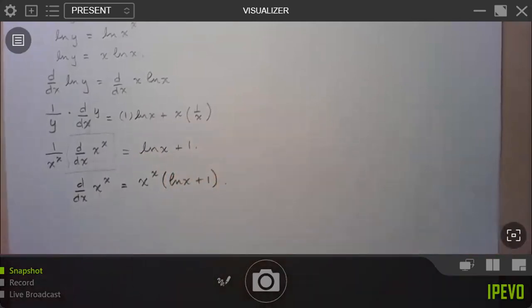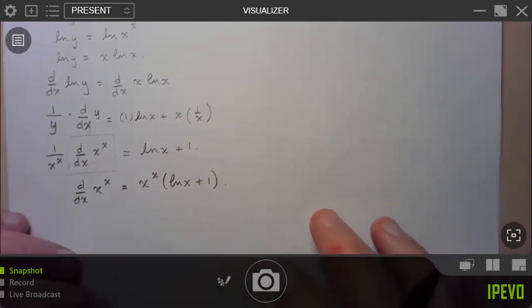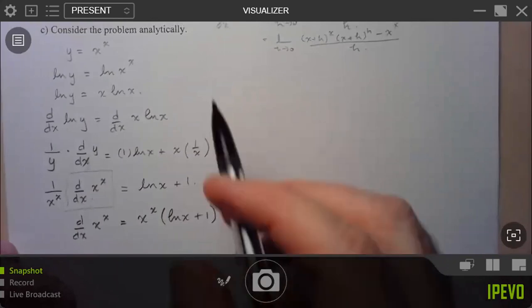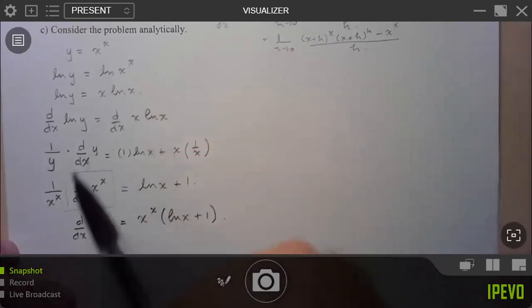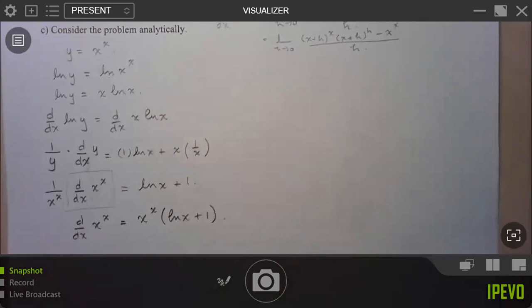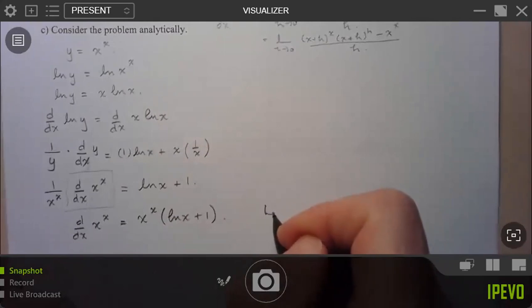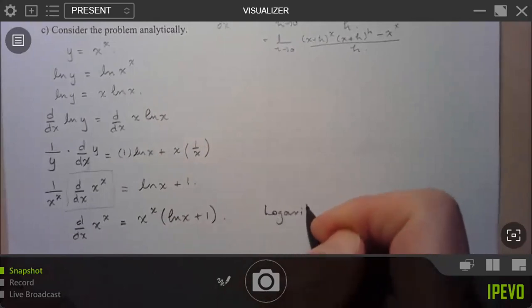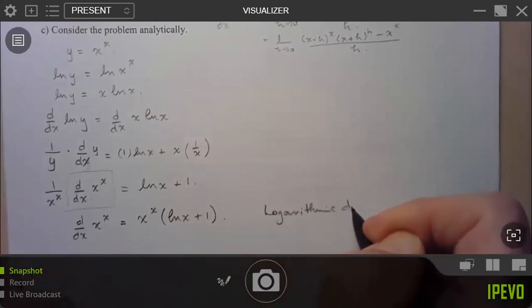That's the derivative. Now, because this is an indirect method for finding a derivative, and it involves taking a logarithm to find this derivative, I don't think you're going to be too shocked as to what this is called. Anybody want to hazard a guess what we call this method of differentiation that involves taking logarithms? Logarithmic differentiation. There you go. This is an example of logarithmic differentiation.